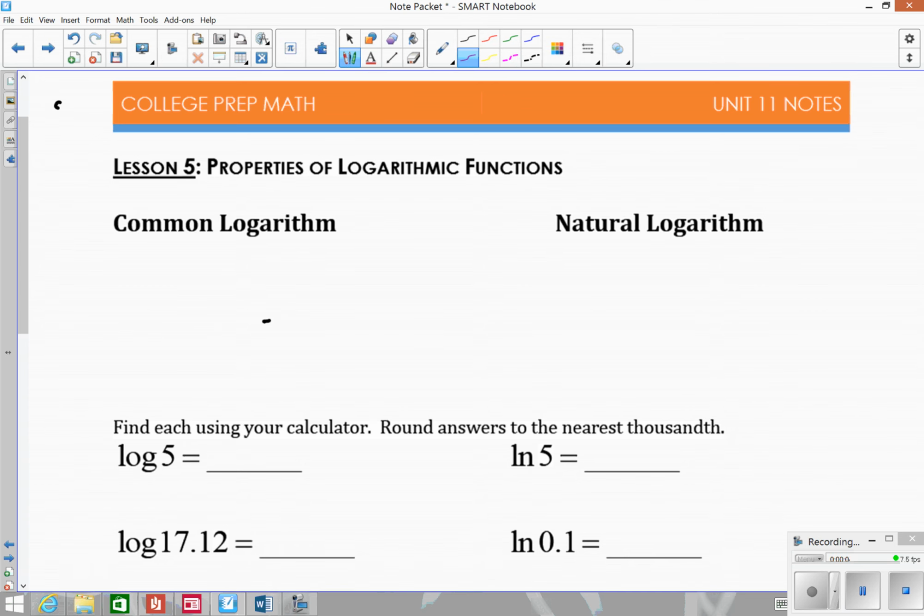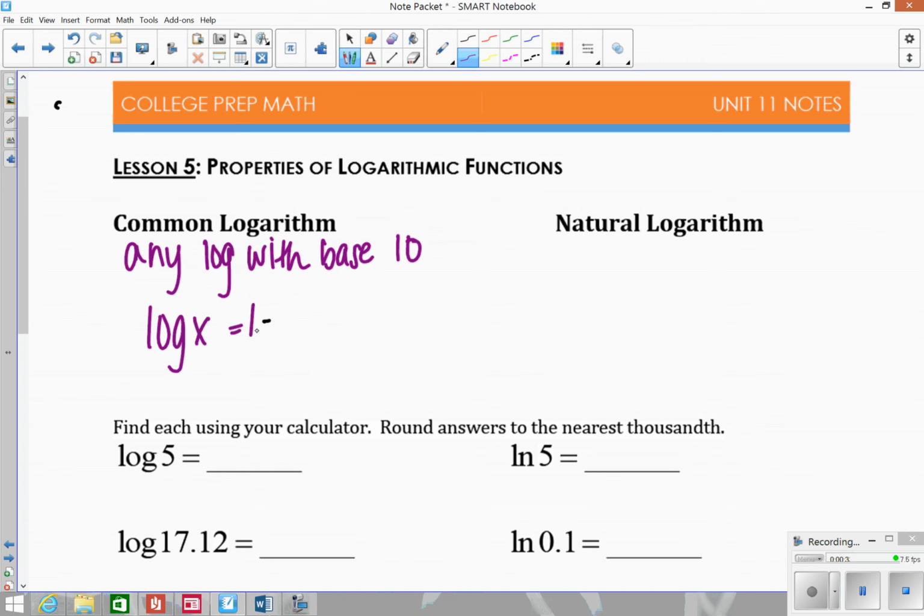In this lesson, we're going to look at properties of log functions. Remember, we have two types of log functions: the common logarithm and the natural logarithm. The difference is the common logarithm is any logarithm with base 10. So any log with base 10 looks like log of x or log base 10 of x.